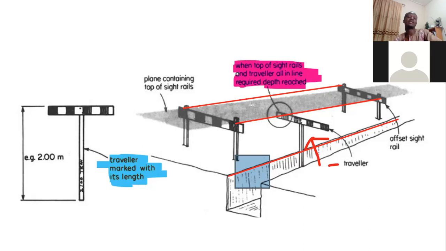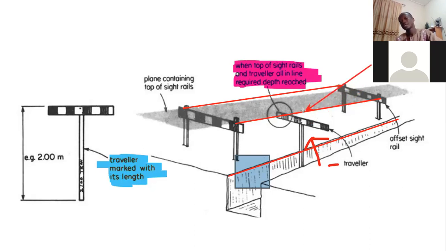So for example, on the left hand side, you can see the traveler marked with its length. Are you okay? So this is a 2 meter traveler. And then we can just check. So here, the traveler is inside the trench. We dig in, we are checking until the traveler reaches this height, this level. We keep digging. Yeah, like my niece would say, keep digging. So this has to be at this level.